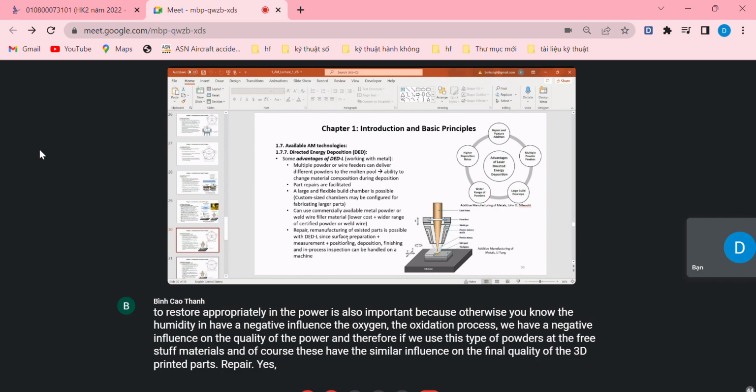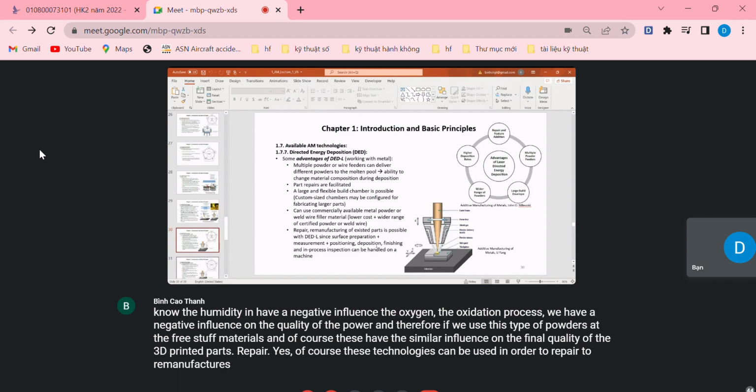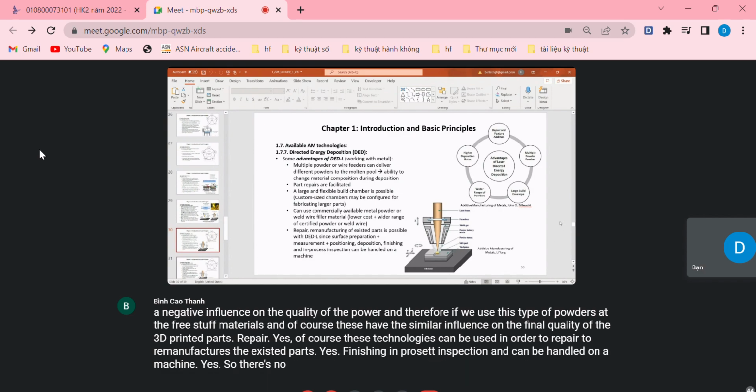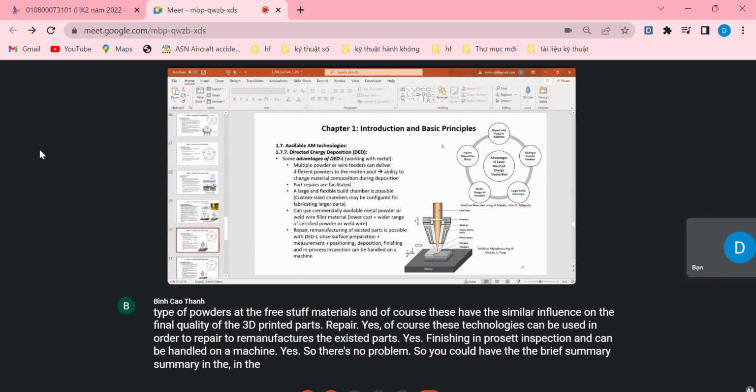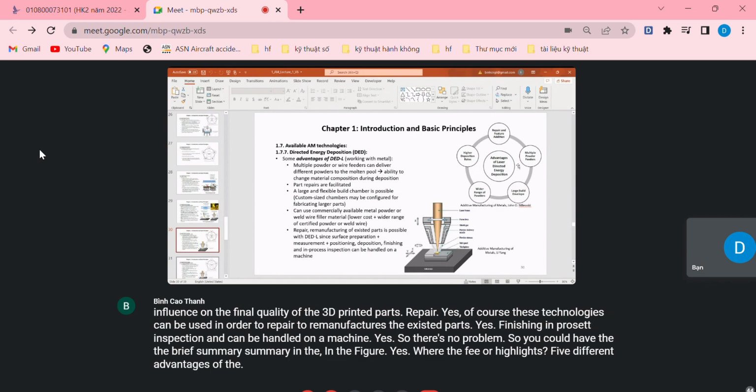Repair, of course. These technologies can be used to repair and remanufacture existing parts. Finishing and in-process inspection can be handled on the machine, so there's no problem. You can have a brief summary in the figure, which highlights 5 different advantages of laser directed energy deposition. So I will not talk about this again.